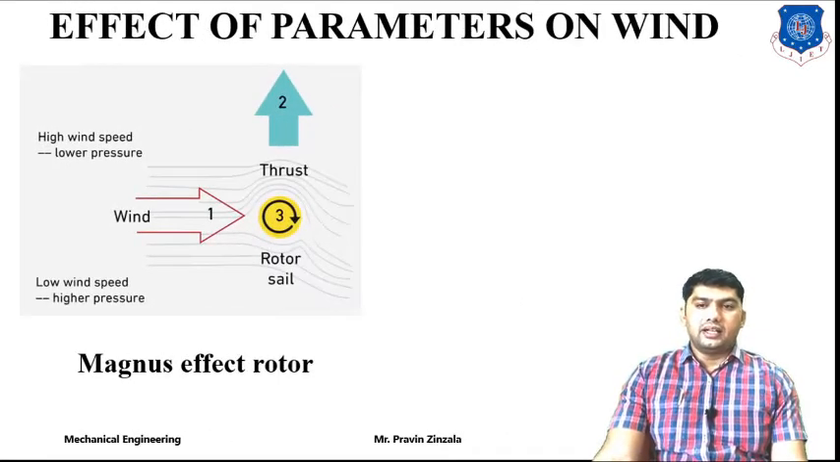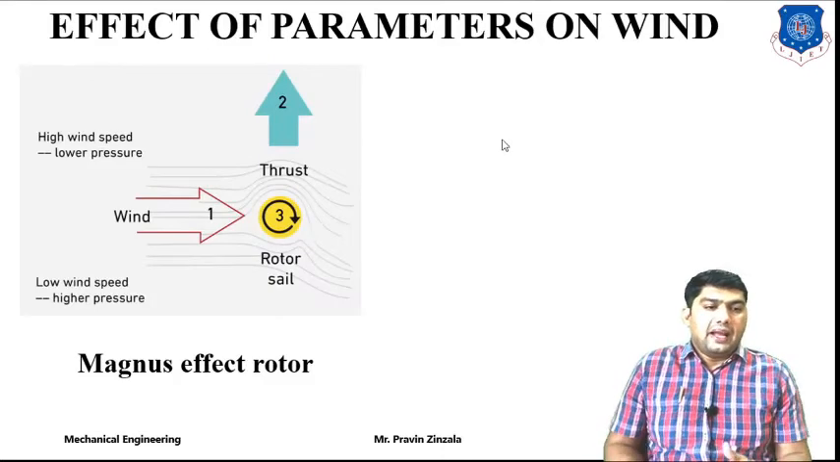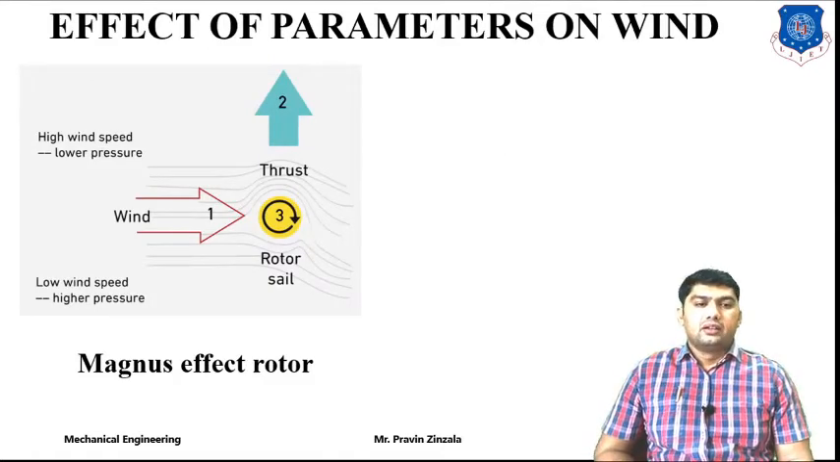The next topic is the effect of parameters on wind. Many parameters affect the wind turbine, like density, air velocity, solidity, and tip speed ratio in the wind turbine performance curve.